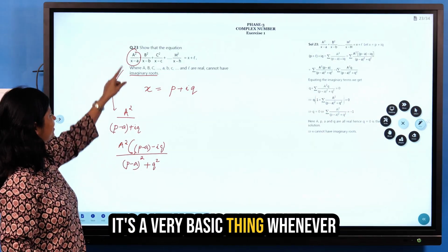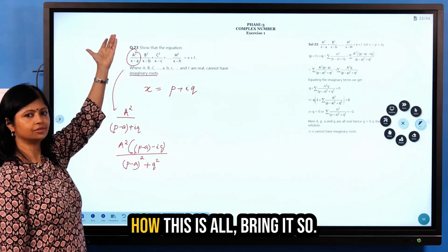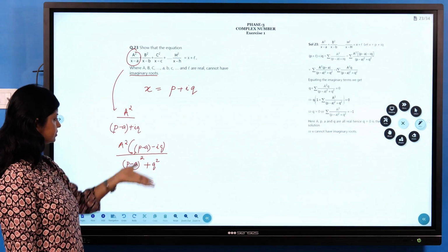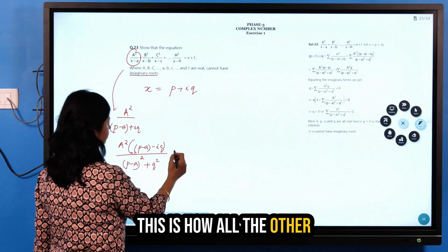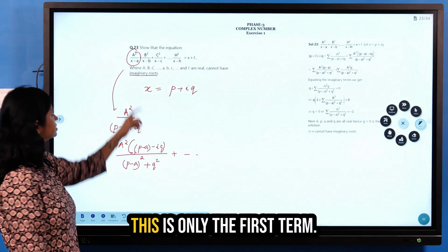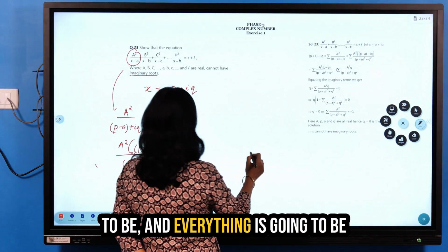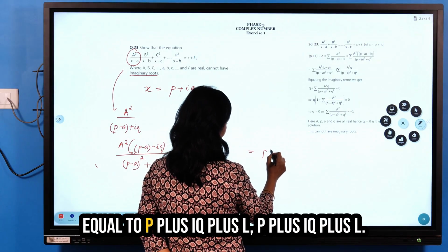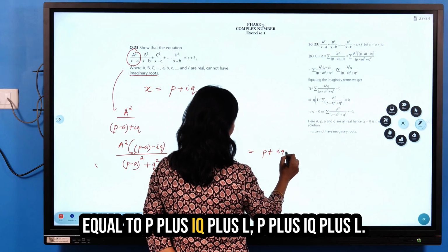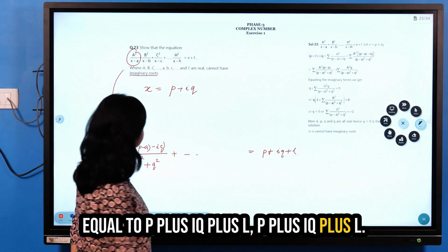It's a very basic thing. Whenever it is in the denominator, this is how we bring it up. This is only the first term; this is how all the other terms are going to be. And everything is going to be equal to p plus iq plus l.